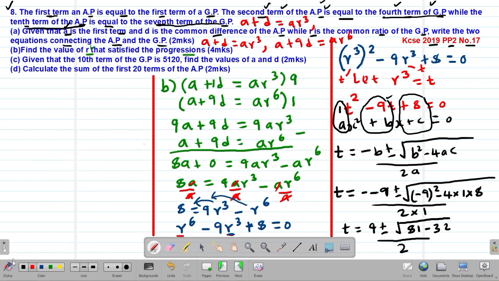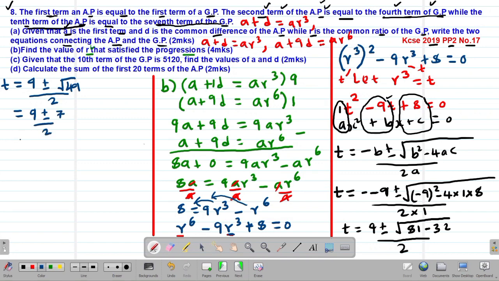So we'll have t being equal to, let me use a different ink here. So my value of t will be equivalent to positive 9 plus or minus the square root of 81 minus 32, I'm going to get the difference will give me 49. So this will give me the root of 49. Then the whole thing is divided by positive 2. So this will be positive 9 plus or minus square root of 49. I'll get positive 7, then divided by 2.